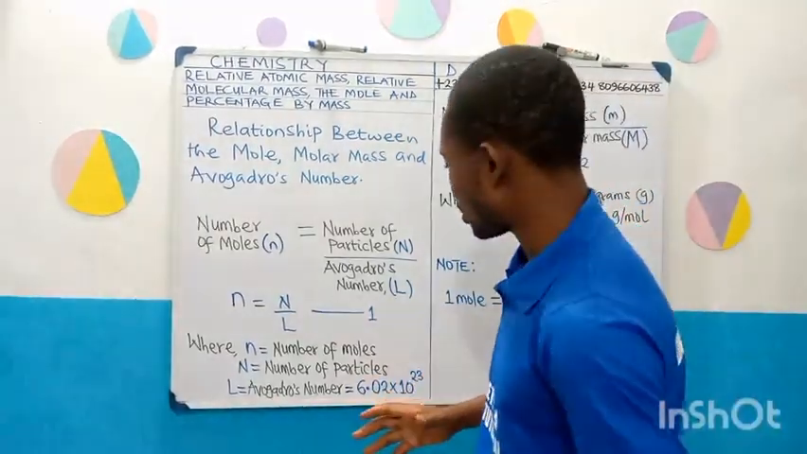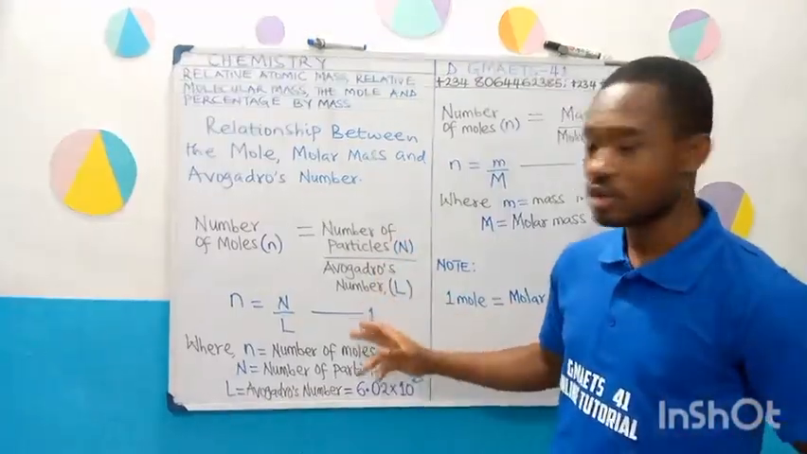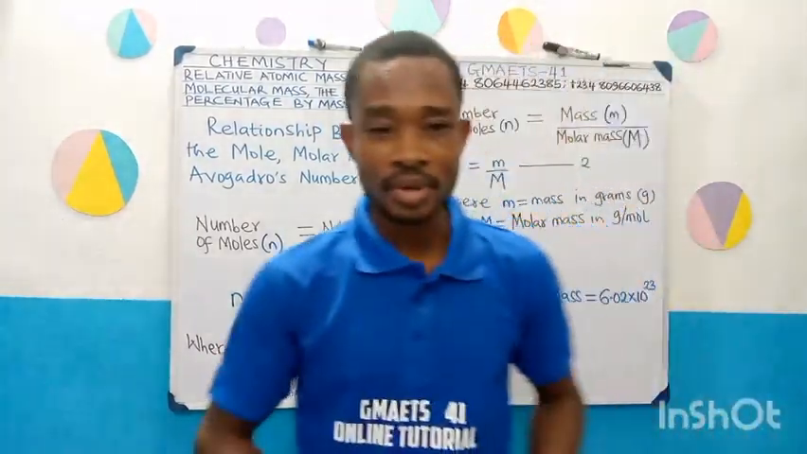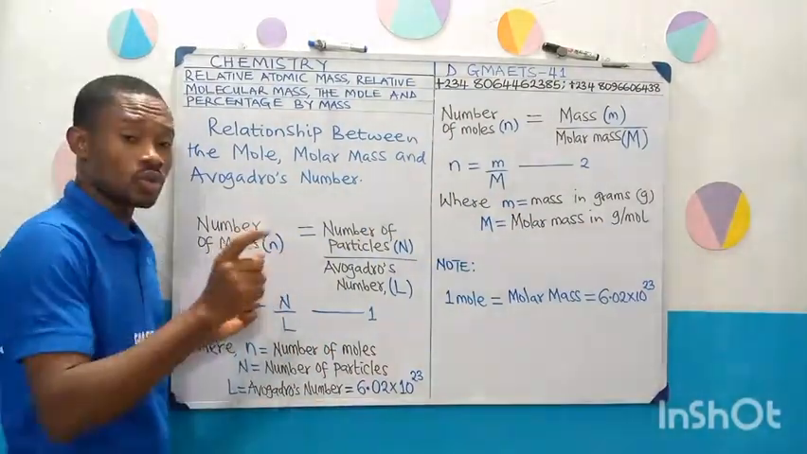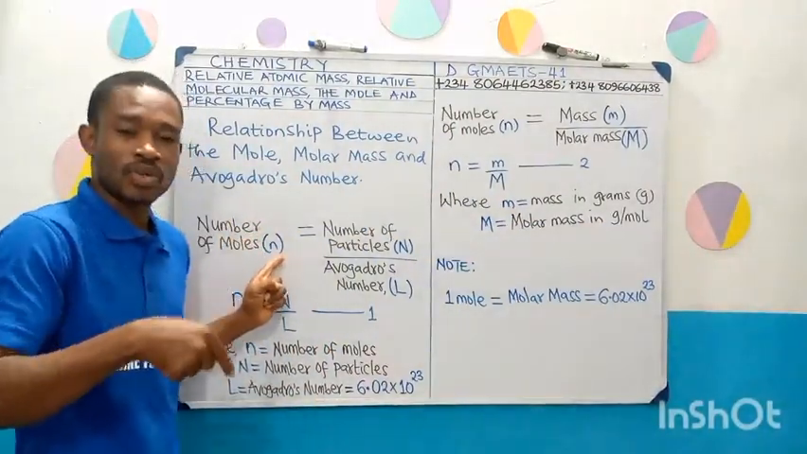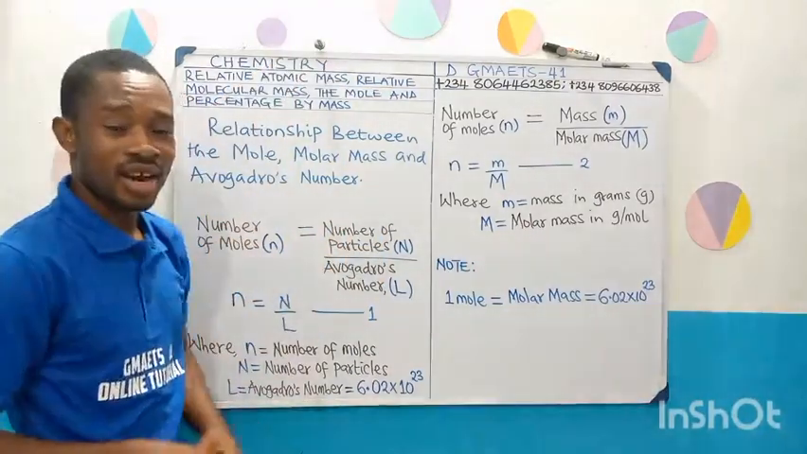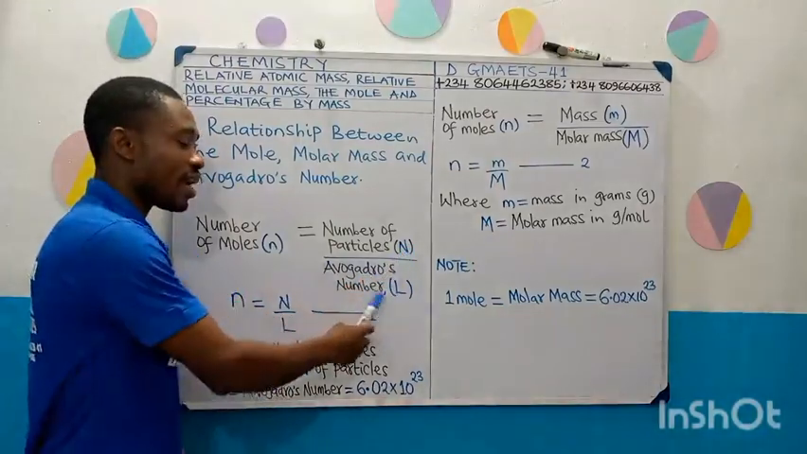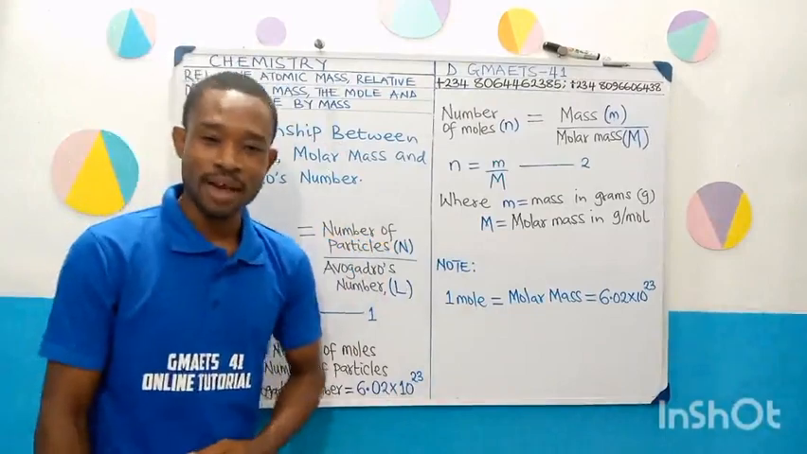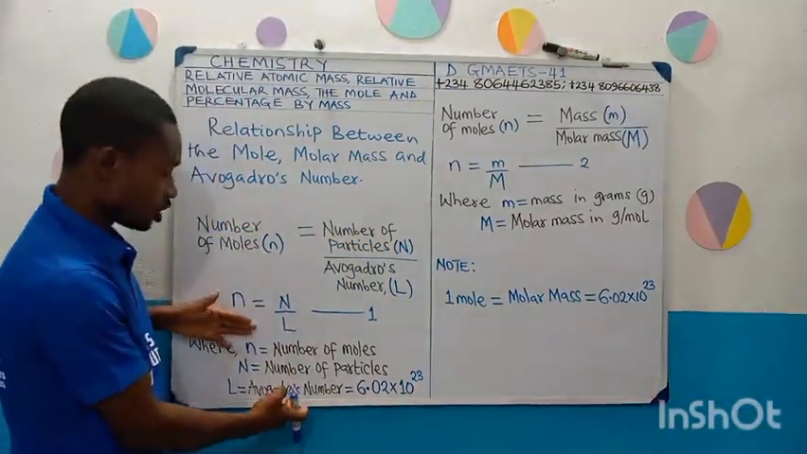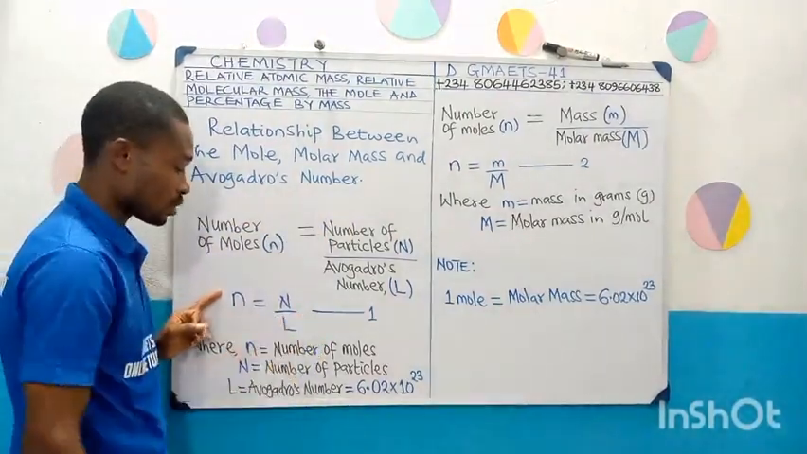So the first I'd like us to talk about is the relationship between the number of moles, the number of particles, and the Avogadro's number. You can say that, which we call equation 1. The number of moles, which we use small letter n to represent, is equal to the number of particles, which we use capital letter N to represent, divided by Avogadro's number. We use L to represent Avogadro's number. I've defined the meaning of each of those terms there. Look at the formula written with letters. So call it equation 1.